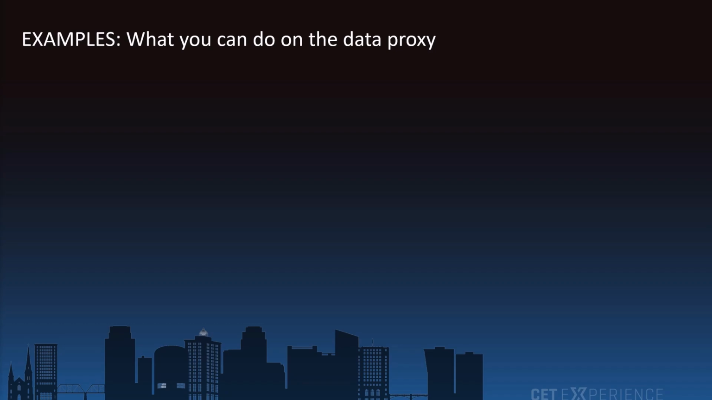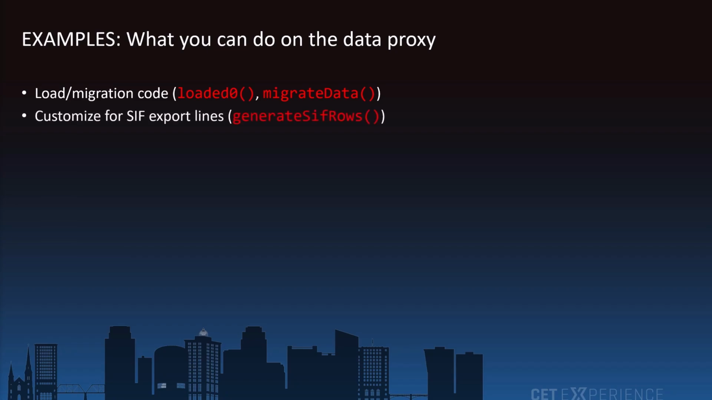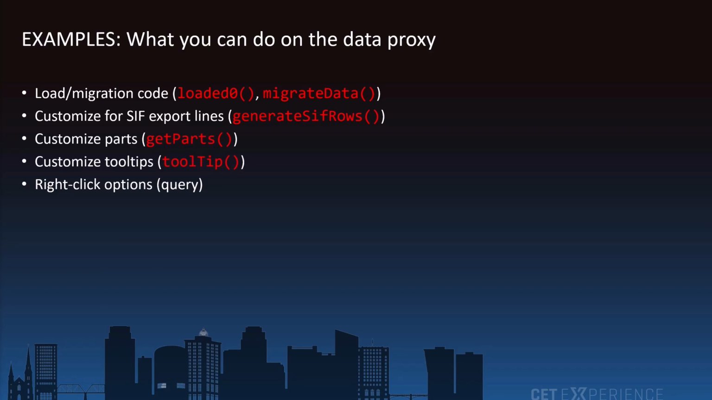Now I'll quickly go over some examples of things you can do on the data proxy. There are so many; this is not all of them. Like I was talking about before, load and migration code, basically updating to reflect any current or new catalog changes. I can customize CIF exports using generate CIF rows. So if I'm exporting my order to CIF and my catalog was set up with a weird thing in there that I need to adapt to CIF format before export, I can customize that. I can customize parts, tooltips, right-click options, including specials in the query dialog.